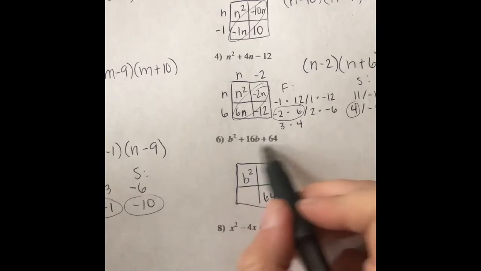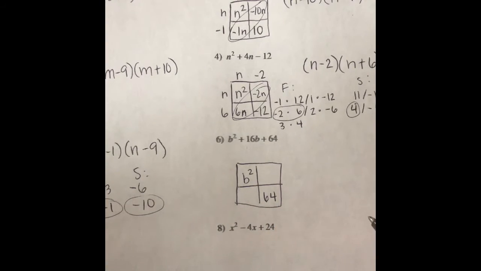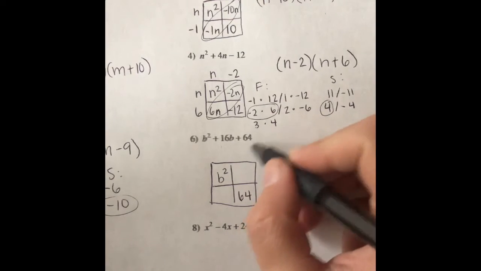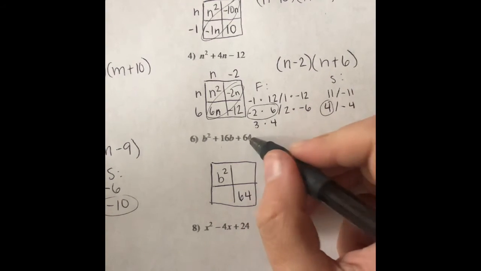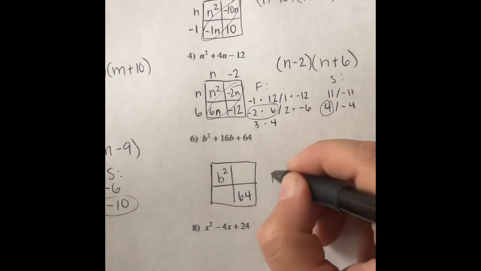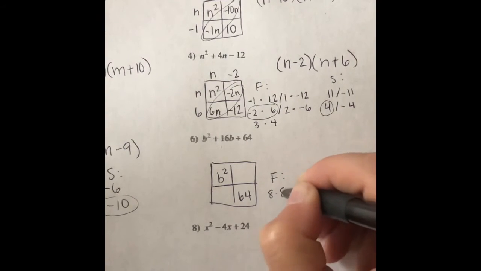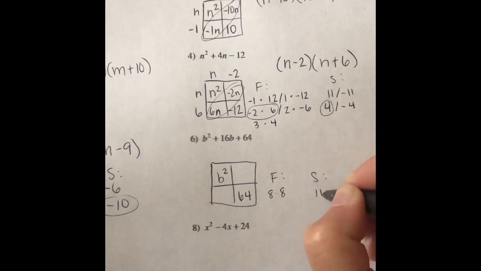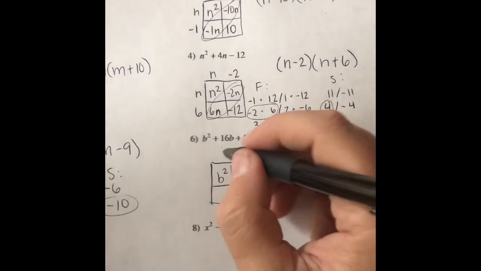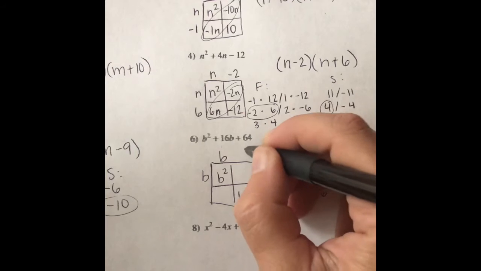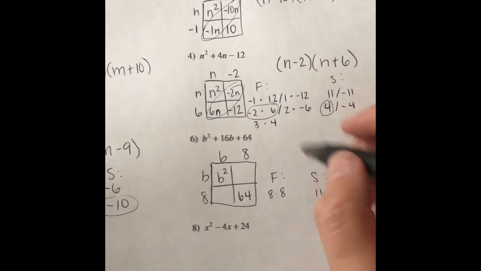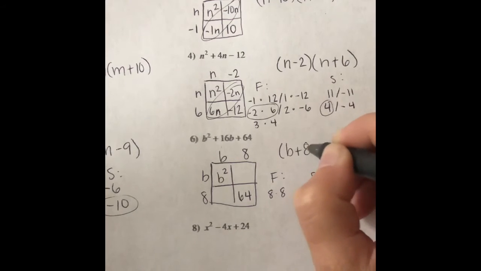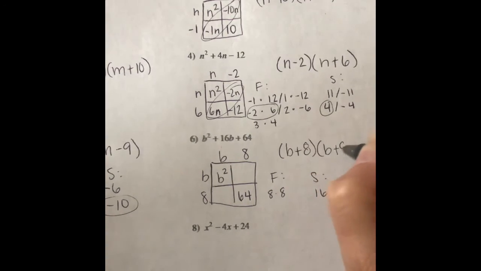Okay, looks like everything's positive here, so it looks like we're working with nothing but positive numbers. And so I know that 8 squared is going to give me 64. That's the first factor that came to my mind. And 8 times 8 is going to give us that product 64, but it's also going to give us the sum of 16. So that one is what we're going to use. So B and B, +8 and +8. B plus 8 times B plus 8.